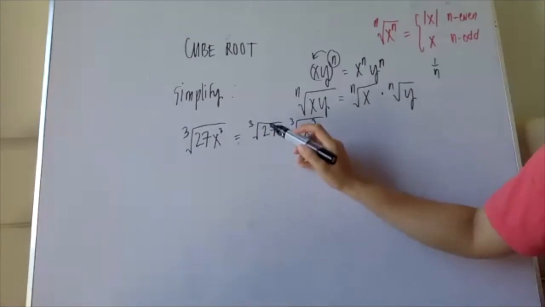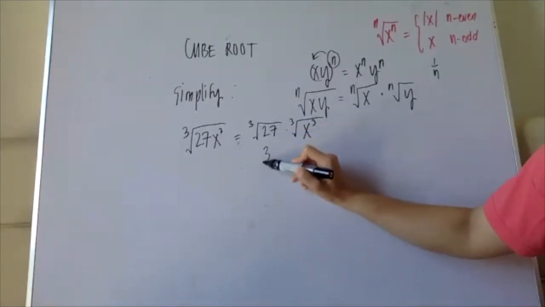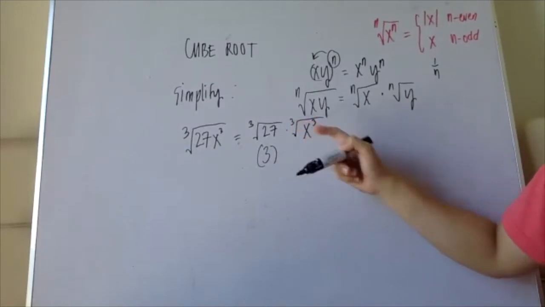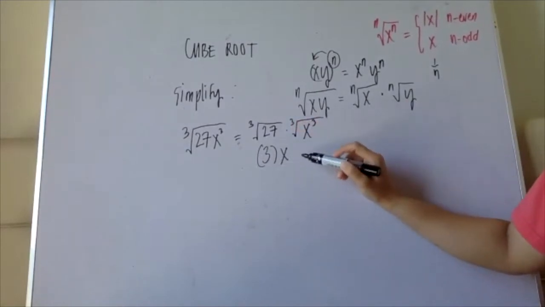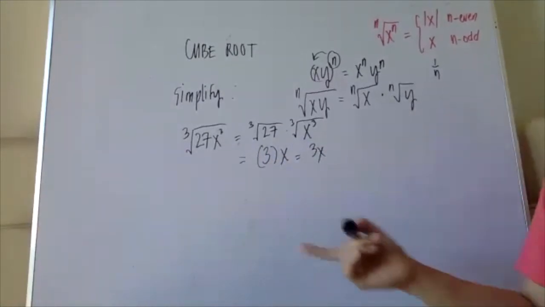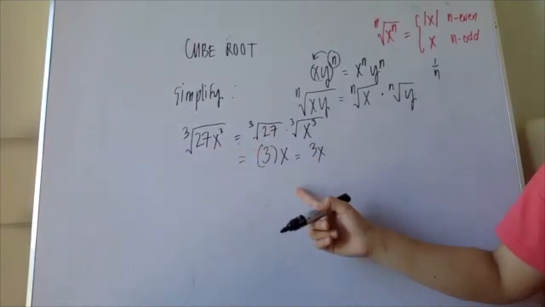So here, cube root of 27 is equal to 3 times cube root of x cubed. Okay, since pareho, lalabas lang yung x. So our final answer here is 3x. Sinulat ko lang. Okay, madali lang this one, right? Wala namang questions here.